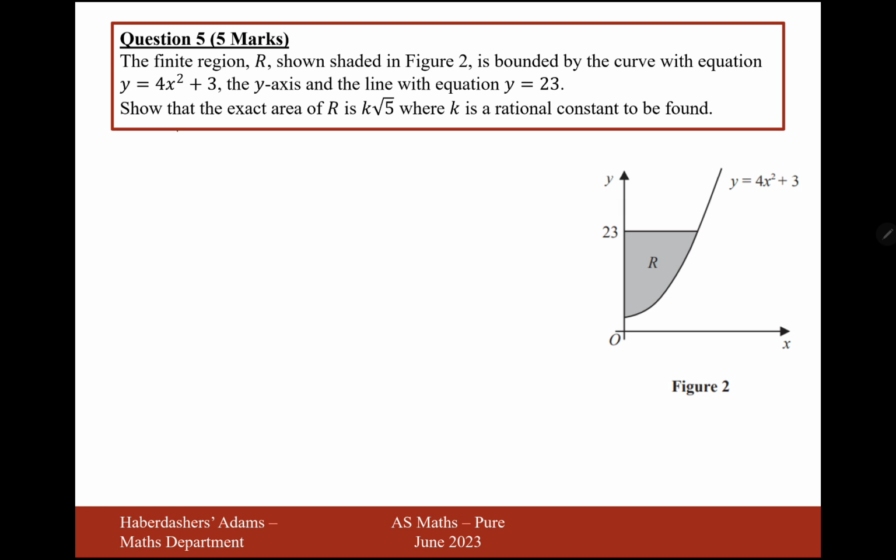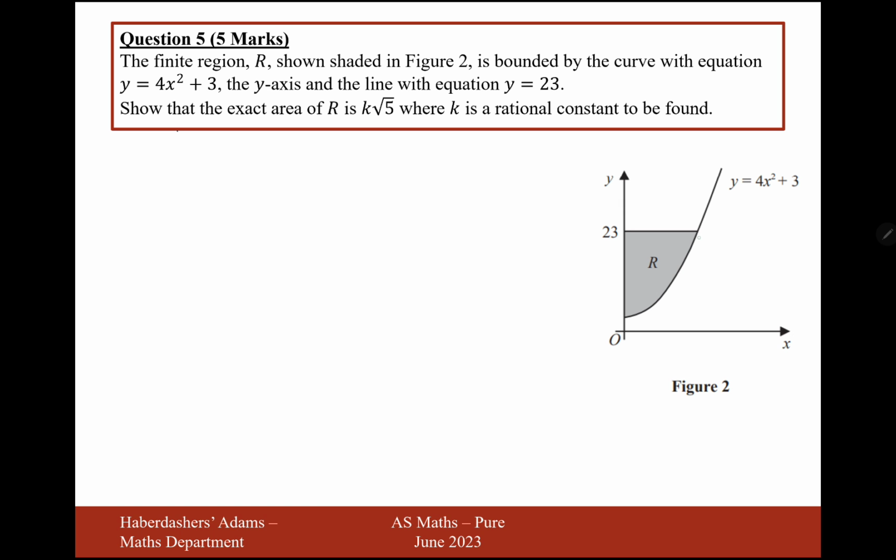The finite region R, shown shaded in figure 2, is bounded by the curve with the equation y equals 4x squared plus 3, the y-axis, and the line with the equation y equals 23. Show that the exact area of R is k root 5, where k is a rational constant to be found.